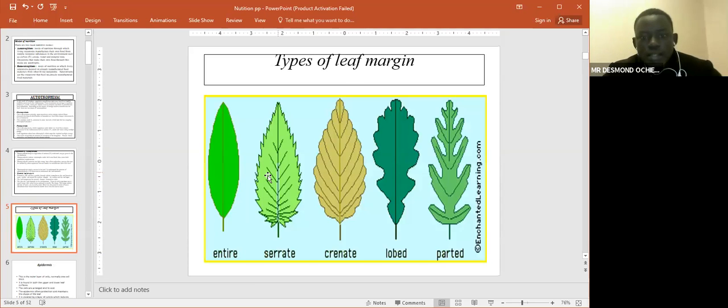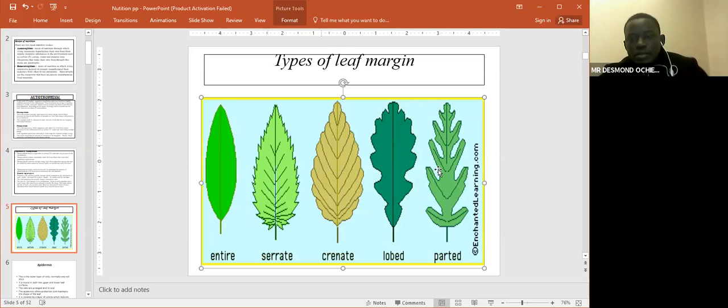So the diagrams you're seeing on my screen show the different types of leaf margin. We have what is called the entire leaf margin, as you can see. This is called an entire leaf margin. The next one shows the serrated leaf margin. Serrated leaf margin, it looks like this.